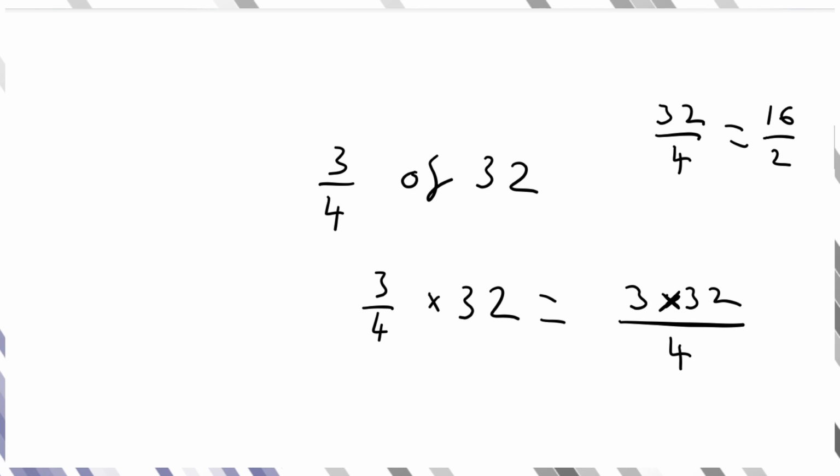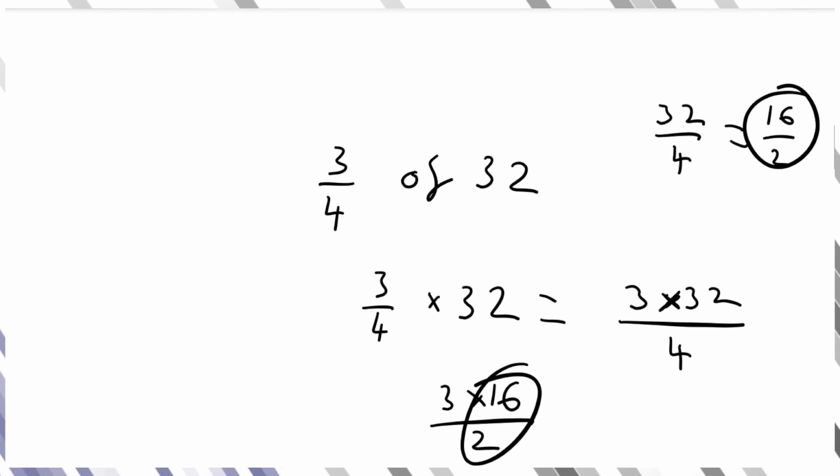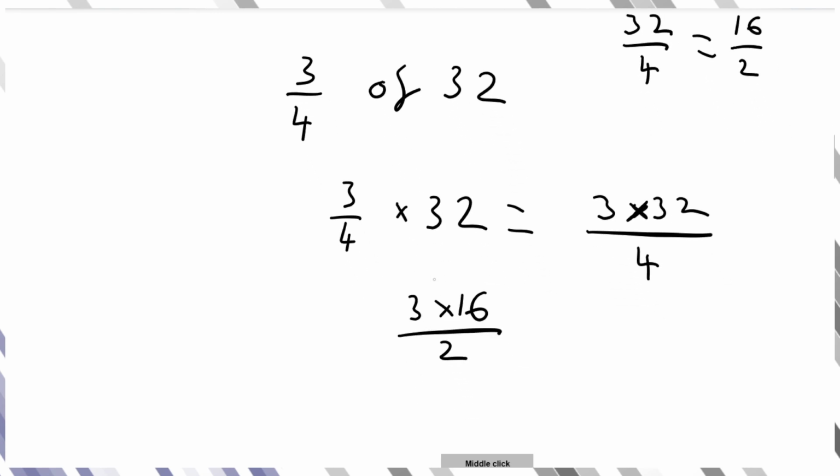Alright, so 32 over 4 is 16 over 2. Now we could write this as 3 times 16 over 2, like that. So that 16 over 2 comes from there. 16 over 2, that was 32 over 4. So 16 over 2, we could work this out now. We could do 3 times 16, that's 48. Still a bit tricky, but not as bad as 3 times 32, I suppose. So 48 over 2, which simplifies to 24 over 1, or just 24, which is the answer we had.